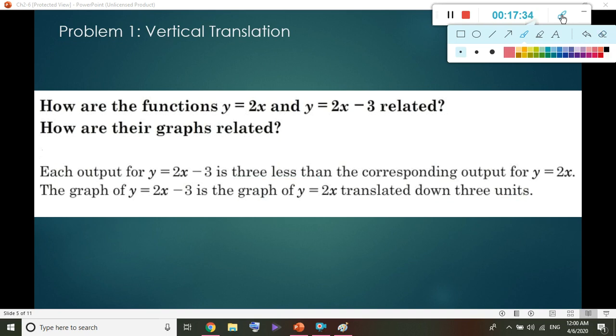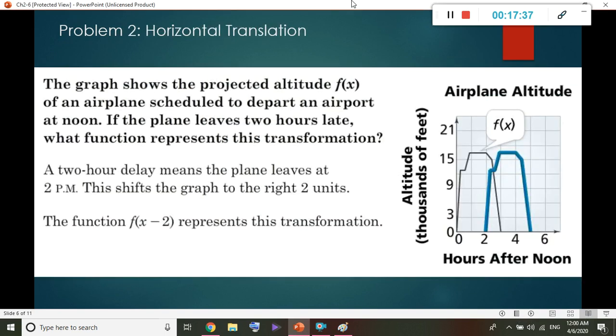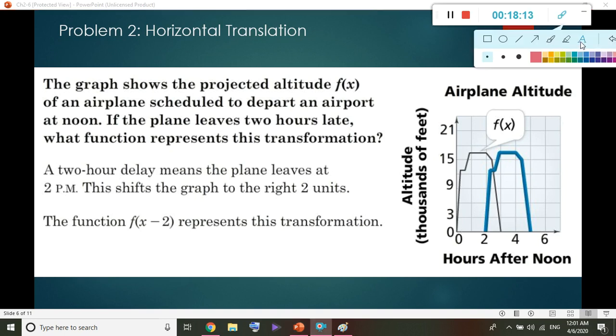Let's now see the horizontal translation. Some questions for the horizontal translation. The graph shows the projected altitude f of x of an airplane scheduled to depart an airport at noon. If the plane leaves 2 hours late, what function represents this transformation? Here it's going to be a word problem, and from it you're going to find the answer. A 2-hour delay means the plane leaves at 2 p.m. So this is the 2 hour delay. Let's think together. It's going to be f of x, right?